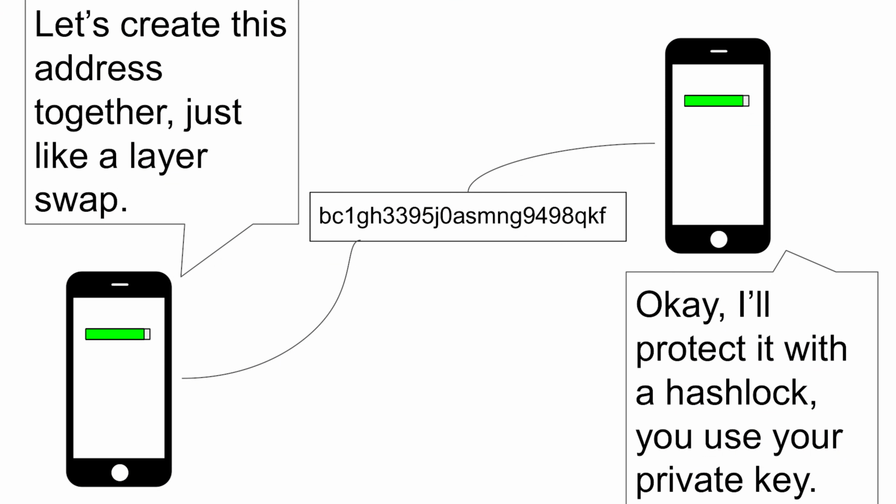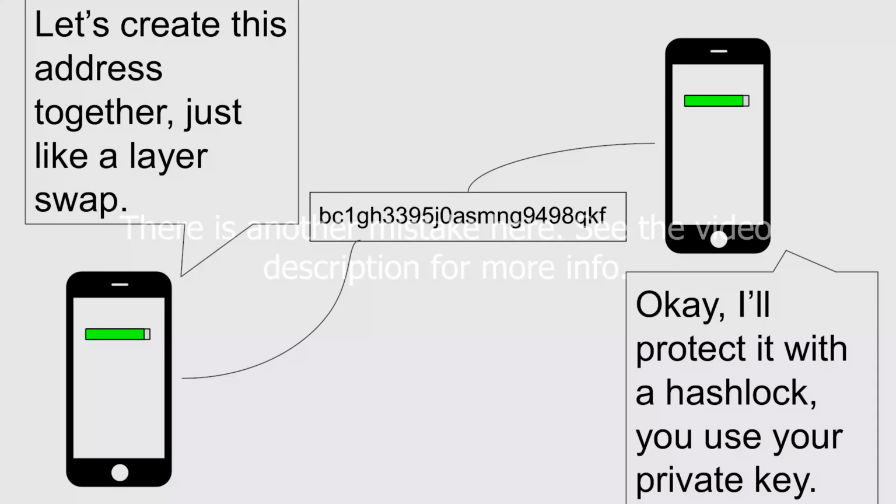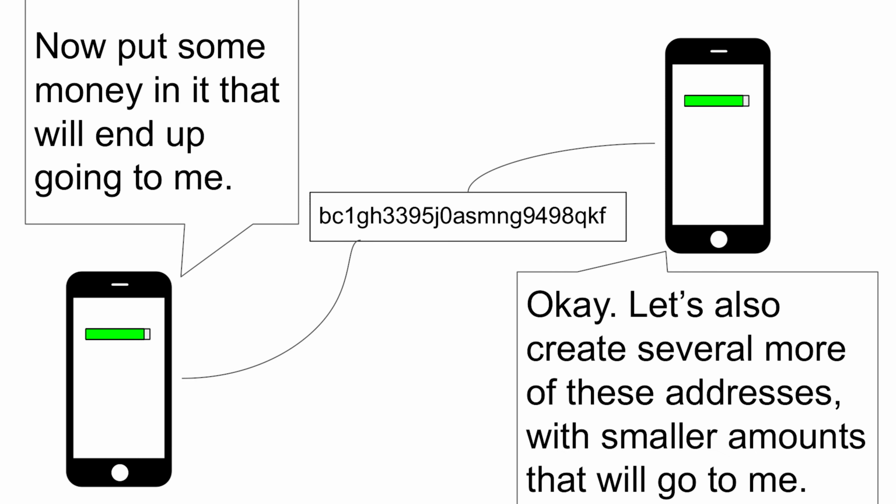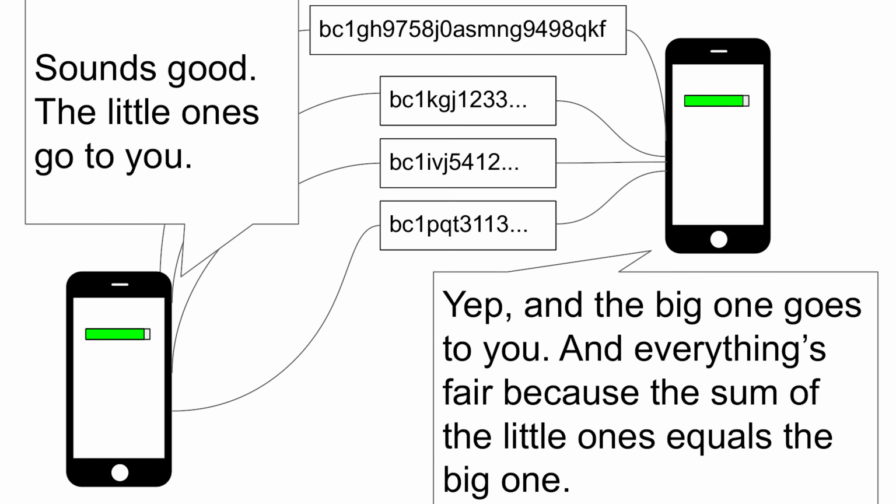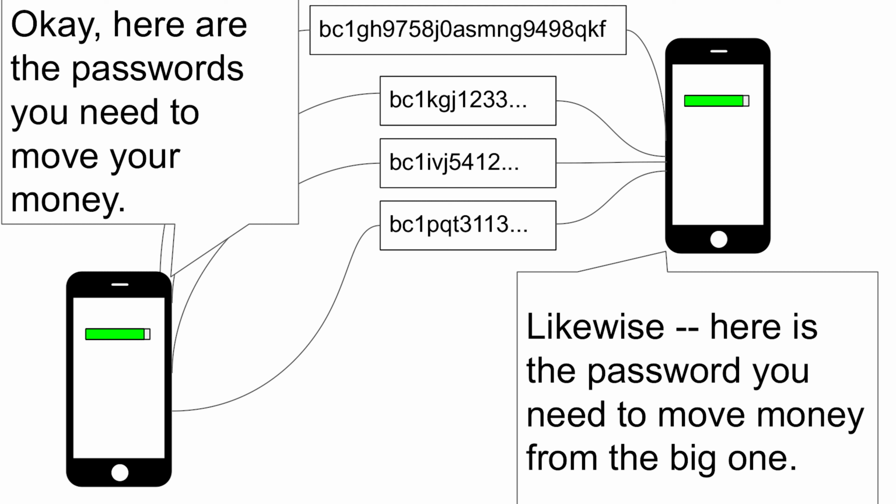In a coin swap, your wallet generates a Bitcoin address with someone, just like how it did in a layer swap. This Bitcoin address is protected by a hashlock as well as the other person's private key, and then your wallet sends some money to that address. Now, at the same time, both wallets, yours and the other person's, do several smaller transactions that are the reverse of the original. The other person sends some money into a few addresses which are under the control of your private key, as well as a password generated by the other person. You then swap the passwords, and the transfer is complete.